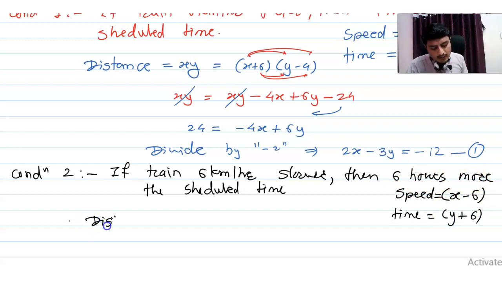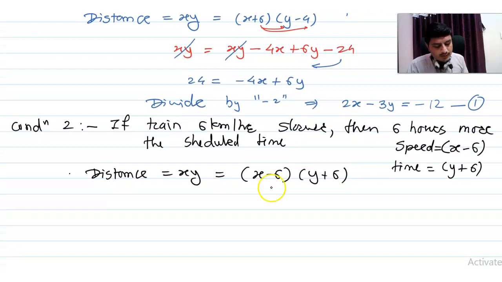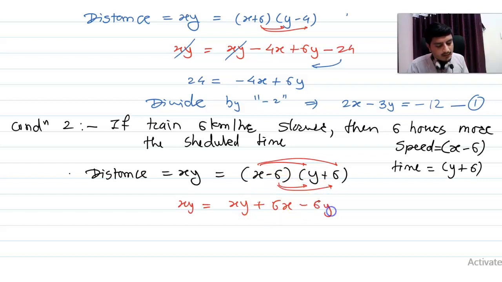We are now getting the distance equal to the total distance, that is xy. Speed equals x minus 6 and time required is y plus 6. Use the distributive law over the RHS. We are getting xy equals, distributing over the bracket, xy plus 6x. Now distribute minus 6 over the bracket. We are getting minus 6y plus minus minus, that is 36.